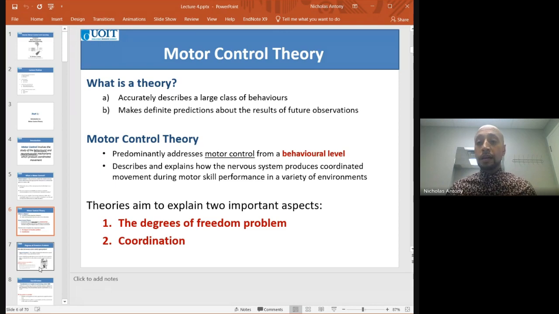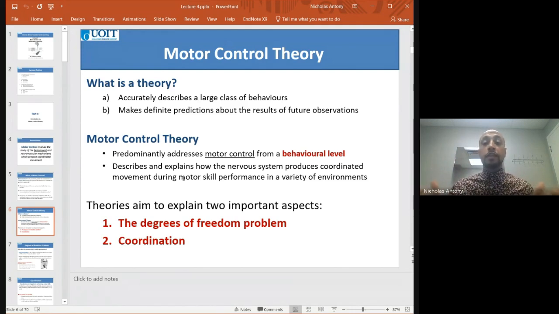In relation to motor control theory, what we need to specifically analyze or develop an understanding of from a study perspective is that we want to address motor control from a behavioral level. Look at the different factors that influence our ability to control our body, and then use that information to describe and explain how the nervous system produces coordinated movement time and time again. As you learn something, you're able to do it over and over again with a high amount of accuracy, and you're able to do that under a wide variety of environments. That's what the theory wants to explain.